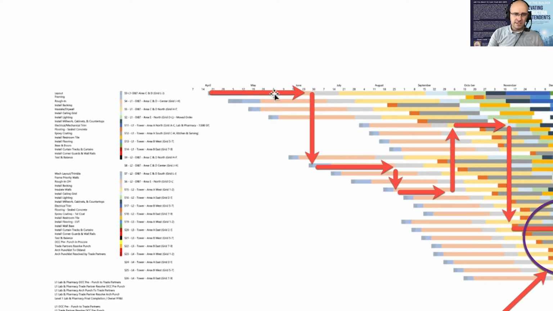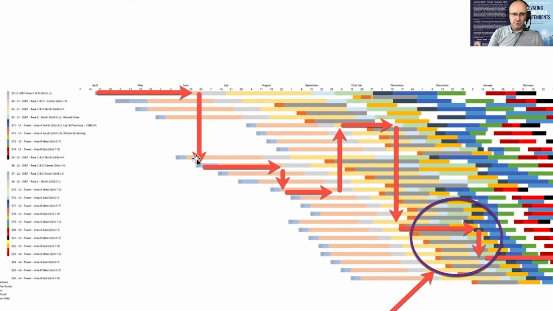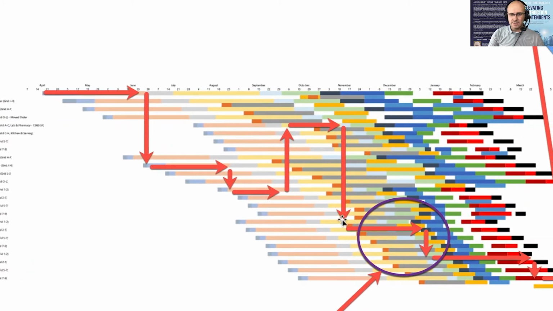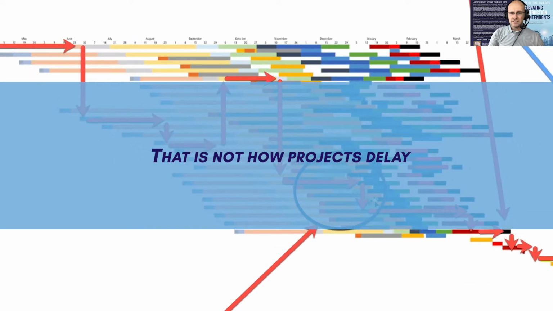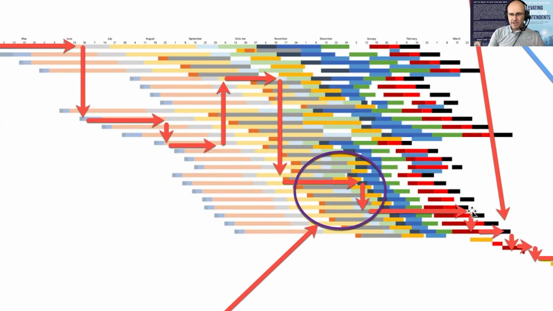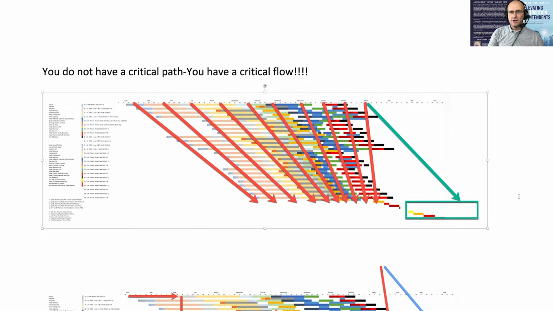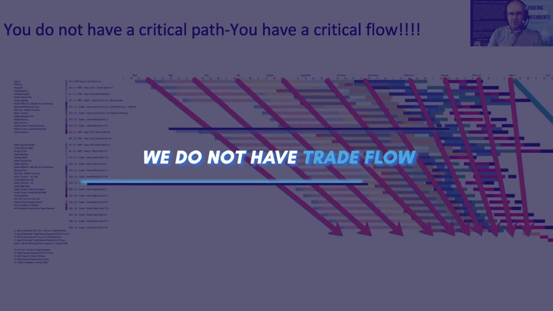Well, if you follow these arrows here in this image and you look at how it traces through activities and up through another sequence and down through another sequence, that really isn't how projects delay. A critical path basically will show you your longest path according to your logic ties, but that's actually not why projects are delayed and why they finish behind. The reason that projects delay is shown up here in this image on top. The reason that projects delay is because we don't have trade flow.